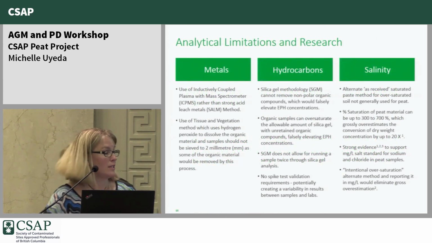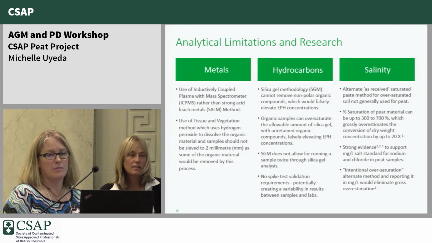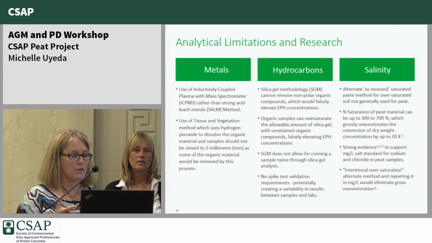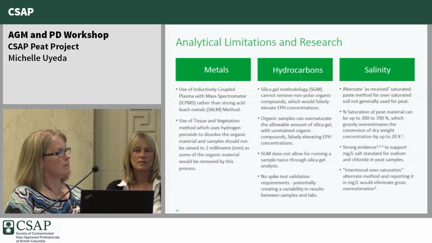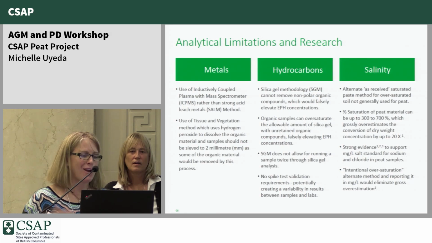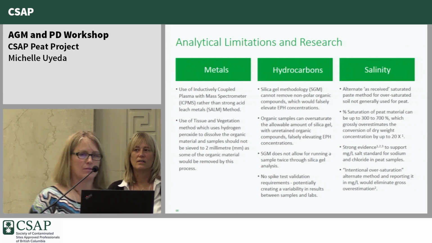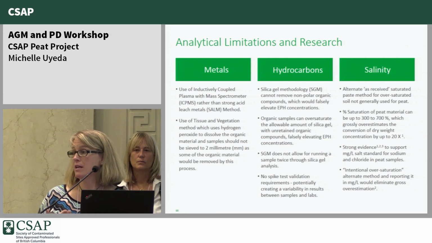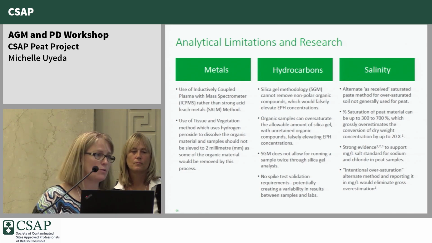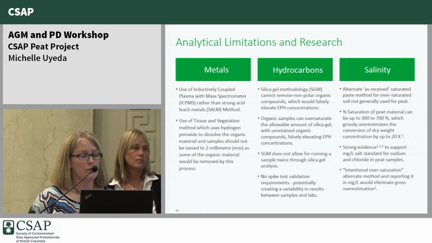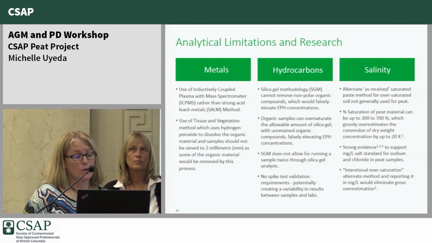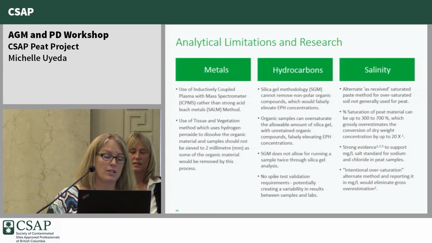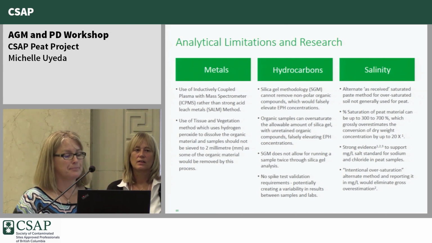One of the things we also did was look at analytical limitations and some of the studies and research that's ongoing for these three particular parameter groups. It's quite detailed, but to summarize, for metals there are some issues with respect to the lab equipment being used, and so there's some preference for one over the other, the ICP-MS rather than the SOM. Also, for methodology, use of tissue and vegetation methods was recommended.